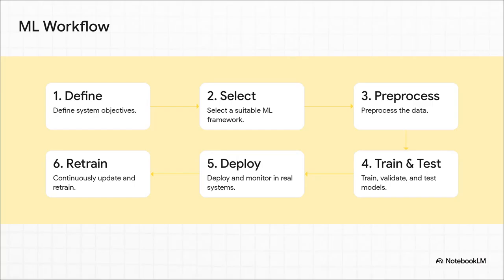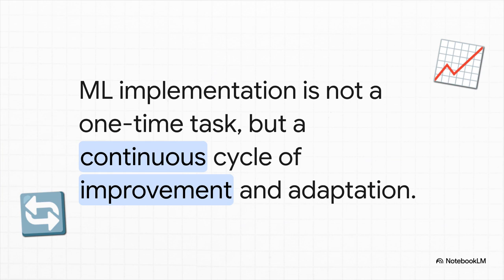Here it is, a simple 6-step blueprint. Step 1, you have to define your objectives. What problem are you actually trying to solve? Step 2, based on that goal, you pick the right framework. Step 3, you gotta prep your data, clean it all up. Step 4, this is where the magic happens. You train, validate, and test your model. Step 5, you put it out into the real world and you monitor how it's doing. And that brings us to the final and most crucial step, which is that last step, continuously update and retrain.